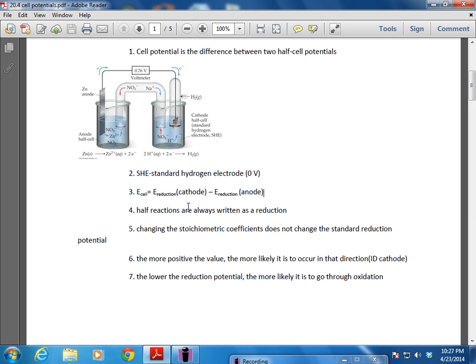If you change the stoichiometric coefficients, remember when we balance, you have to get the electrons to be equal on both sides. That does not change the standard reduction potential, even if you double it or triple it or put whatever coefficient in front. The more positive the value, the more likely it is to occur in that direction. That helps you identify the cathode. So when you look at the standard reduction chart, whichever one is more positive is the one that's more likely to go through the reduction. The other reaction then would have to be oxidation. The lower the reduction potential, again, the more likely it is to go through oxidation.